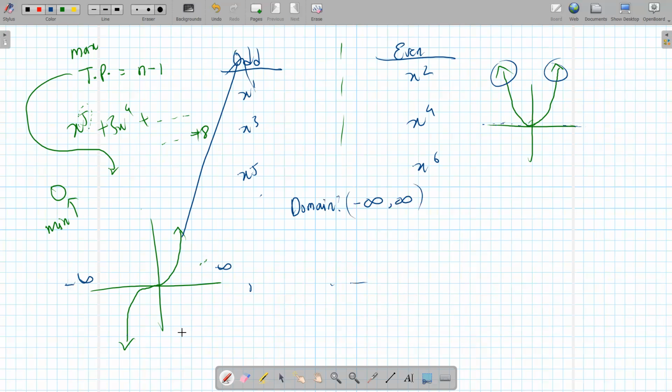The difference is going to be in the range. So for odd, it's going to have a different range. Range means now the possible y values it can take, yeah? Like look at this quadratic. Can the y value ever be negative 1? No, right? What's the minimum y value?